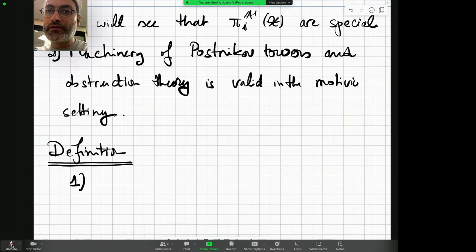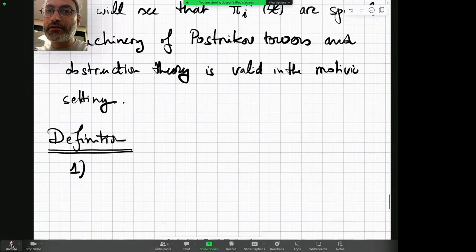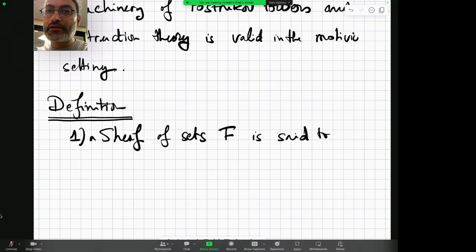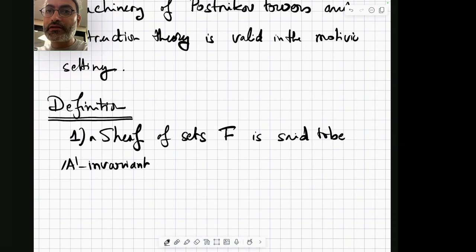All right. So I was giving you some definitions now. So, here's the first part of it. A sheaf of sets F is said to be A1 invariant if simply F(U) is in bijection with F(A1 × U) for all varieties U.